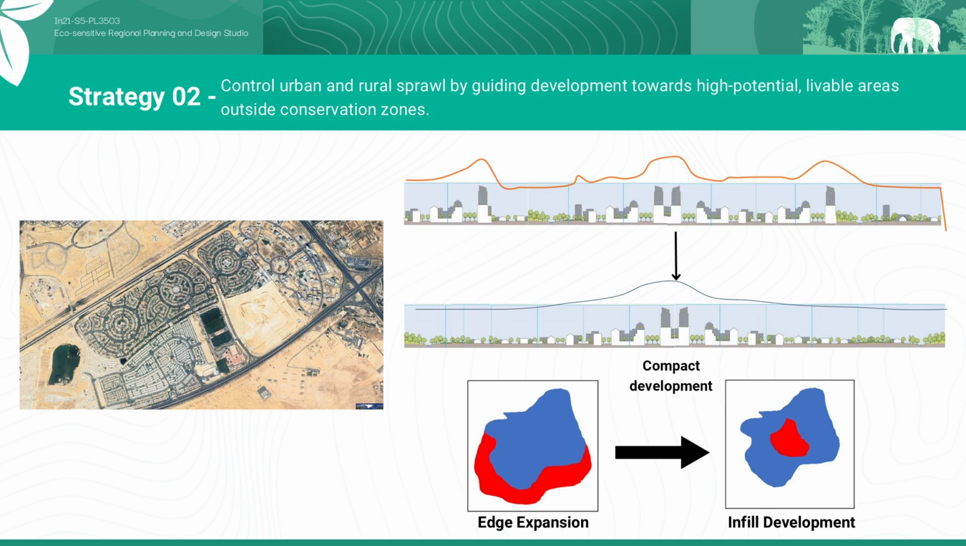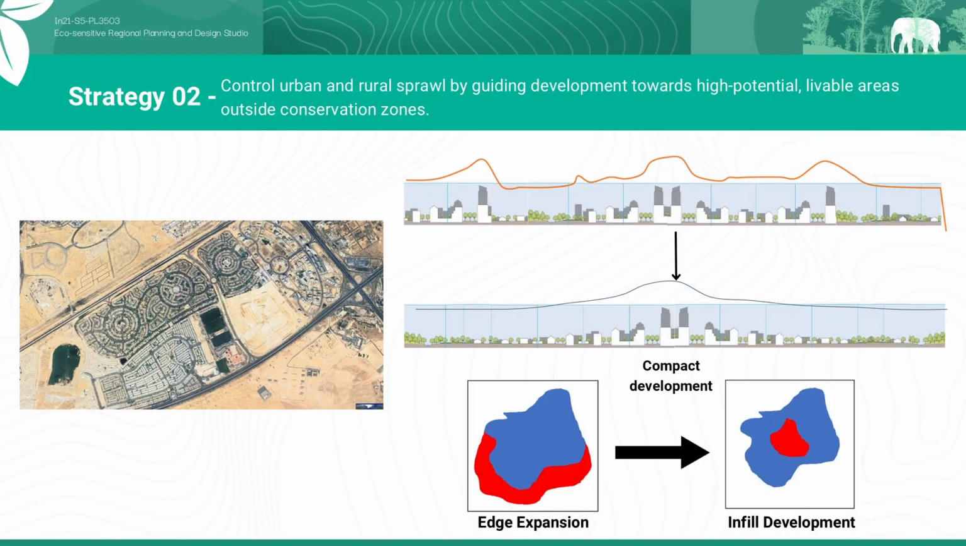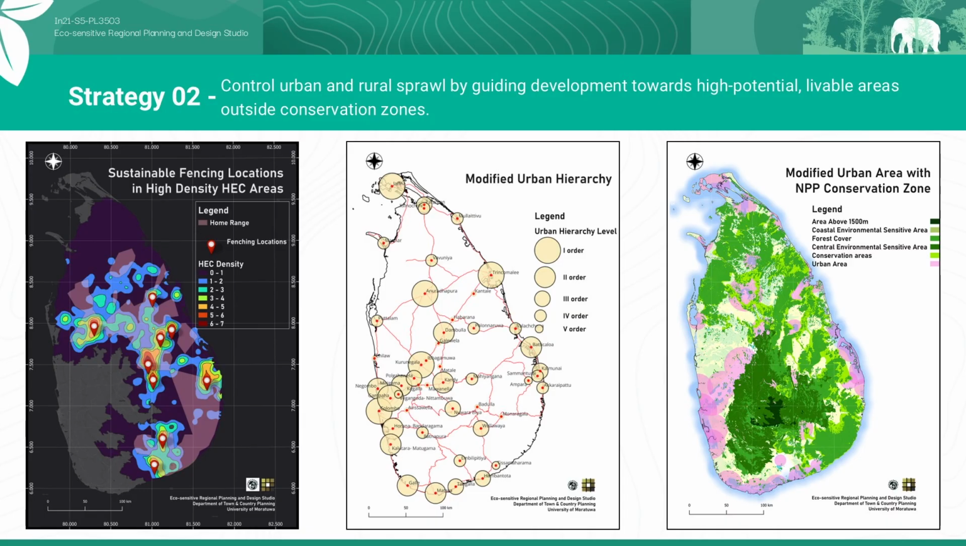Our group noted that the National Physical Plan already proposed compact development, which is very good to address the human-elephant conflict here. So our group also recommends that each town be developed through compact development rather than edge expansion development, which causes urban sprawl and gives pressure to the conservation area allocated for the elephant. Doing infill development is better.